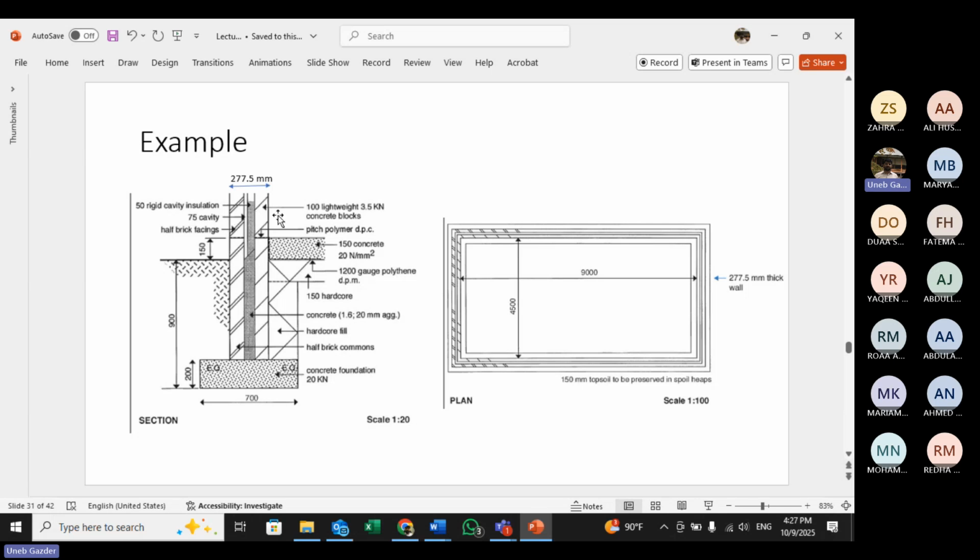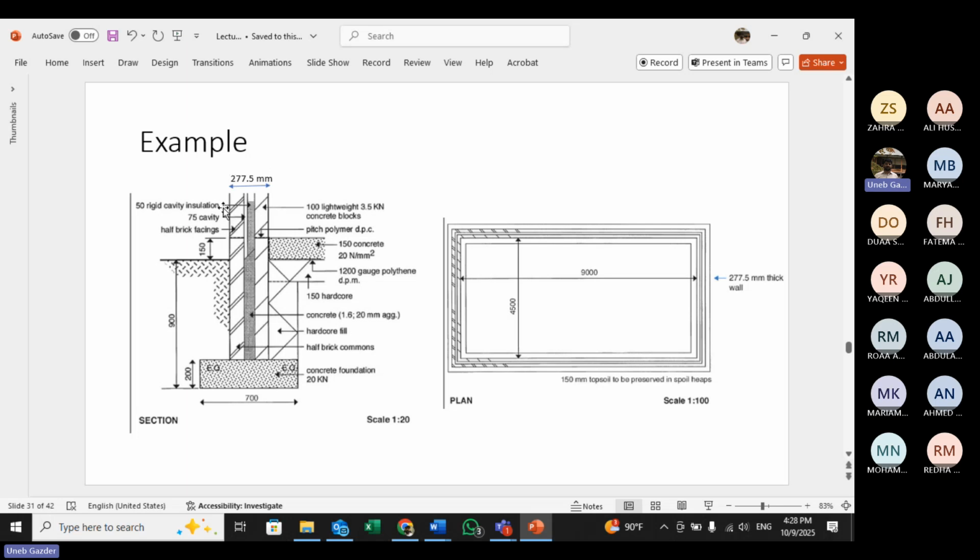And then you have the two faces of the wall. The cavity is 75 millimeters, so total is 277.5 from this face to this face. Inside the cavity, there's the insulation of 50 millimeters. So it's not completely filled and it's not completely empty as well. On this side, we are using concrete blocks, and here we are using half brick facings. They break the brick and put it here because the thickness is very small here.